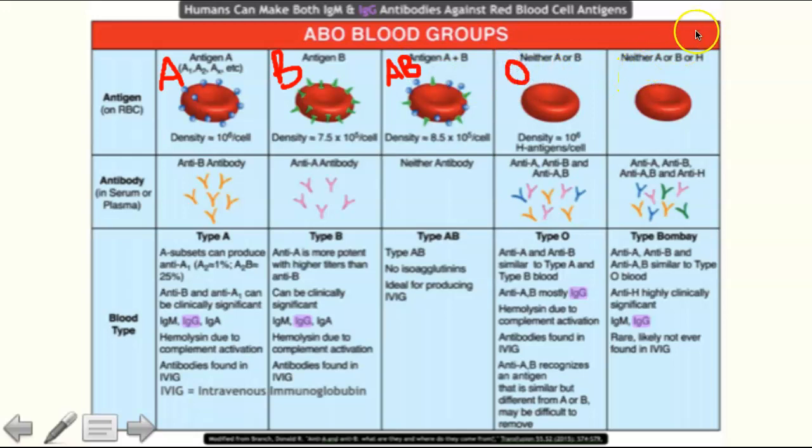And this is a weird one. This is called Bombay blood. If I'm being honest, I didn't even really know much about this until I did this PowerPoint. I'll talk a little bit about this, but I'm really going to focus on these ones over here. So you'll notice these little things on the surface of most of these red blood cells, but not on these two over here. The things on the surface of the red blood cells are called antigens.